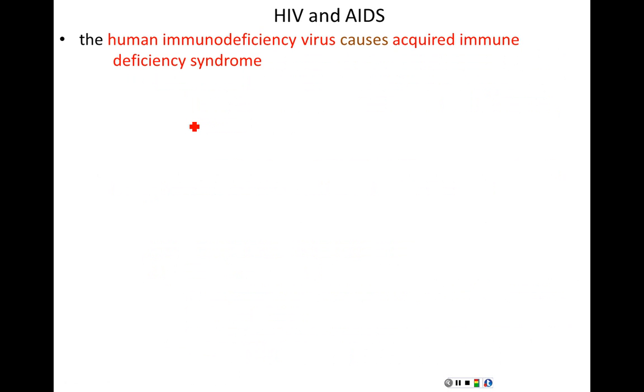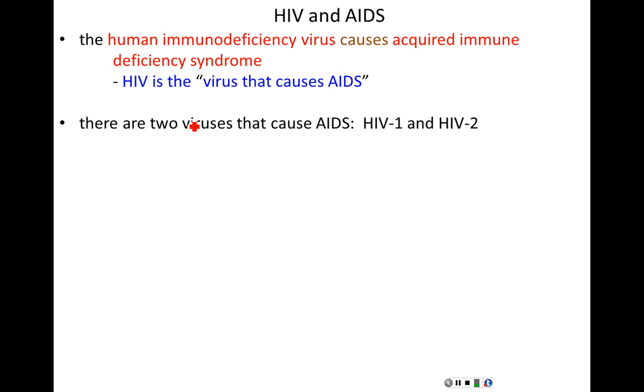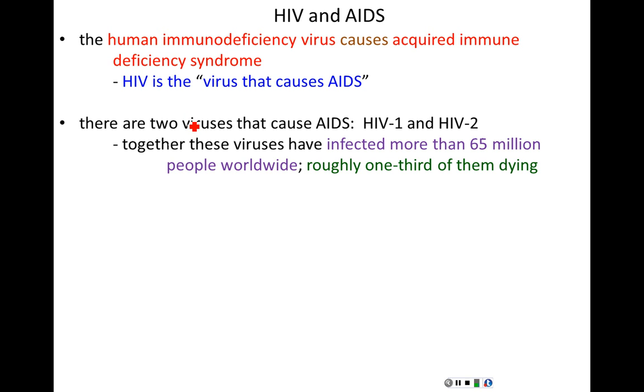So, HIV and AIDS. Well, HIV, or again, human immunodeficiency virus, causes the disease acquired immune deficiency syndrome, or AIDS. So we always say HIV is the virus that causes AIDS. An individual can be infected with HIV, yet not have AIDS because they're completely asymptomatic. We'll talk about why in class. There are two different viruses that cause AIDS. They're classified as HIV-1 and HIV-2.